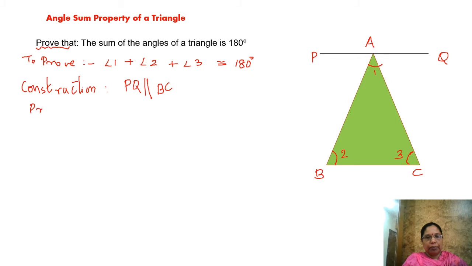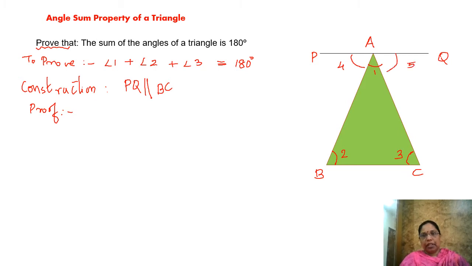Now we are going to give the proof. How are we going to give the proof, children? Now this angle is 1. I'll name this as 3. So 1, 2, 3 is there. This angle as 4 and this angle I'll give as 5. Now what do you get? PQ is a, what sort of line is it? PQ is a straight line.